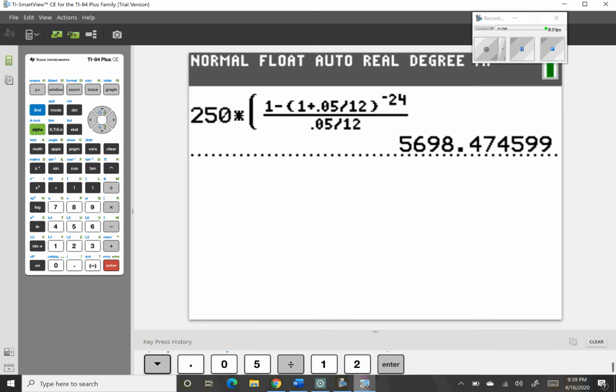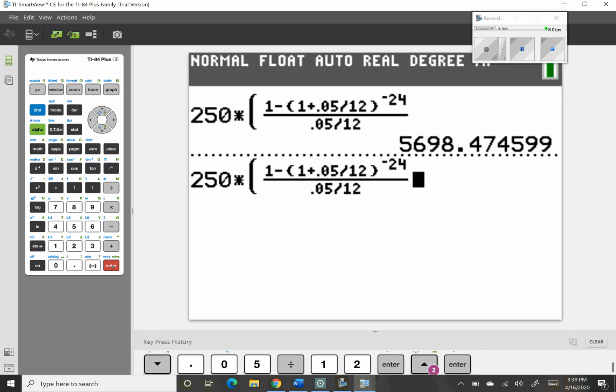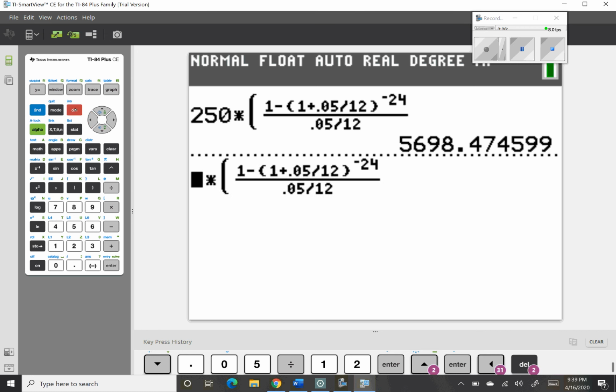Now, luckily for us, we already typed part of this in. So if we have the new calculator, we could just scroll up, hit enter, and we could be a little bit lazy and scroll all the way across here and just delete out that 250. And hit enter, and we get about 22.79 something.